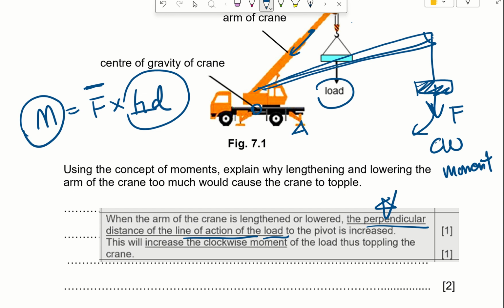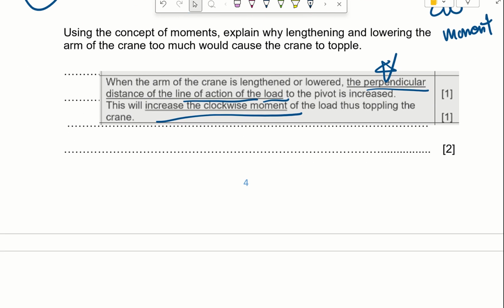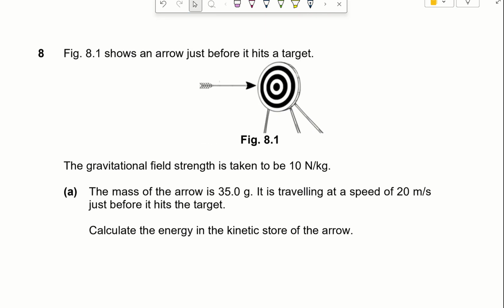So if you can see from my diagram, right, that I lengthen the arm and I lower it, the perpendicular distance will actually increase. Okay, so this will increase the clockwise moment, right, and therefore it will topple the crane. There is this possibility. Okay, so this is the answer. So take note of the keyword.